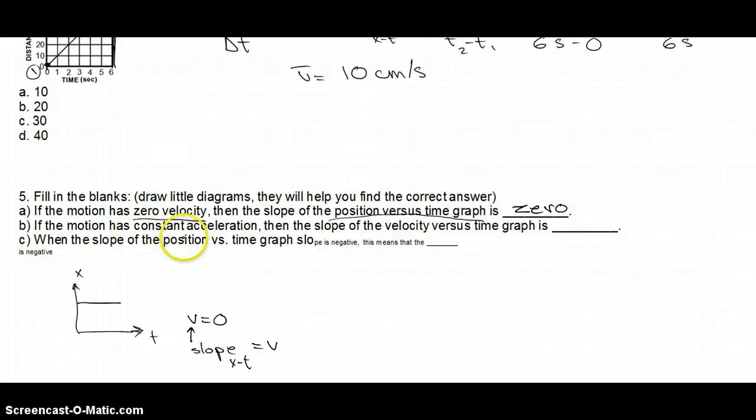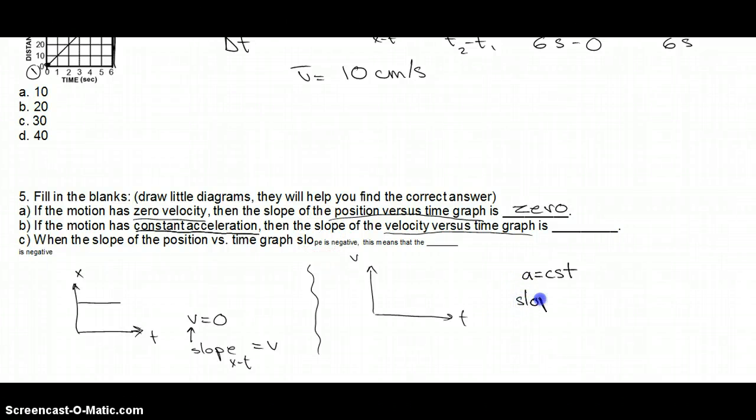If the motion has constant acceleration, then the slope of the velocity versus time graph is, okay, I think, what is the velocity versus time graph? I will draw a little sketch for myself. Velocity versus time. Now, they say that the motion has constant acceleration. A is constant. What is the slope anyway? The slope actually is the acceleration. The slope of the velocity versus time graph is the acceleration. So if this acceleration is constant, then the slope is constant.